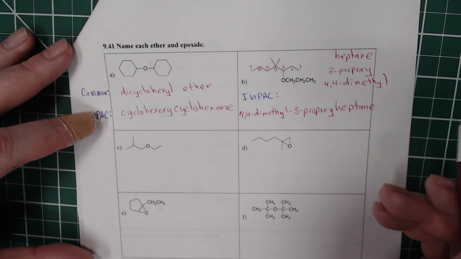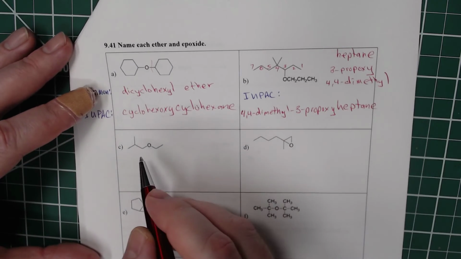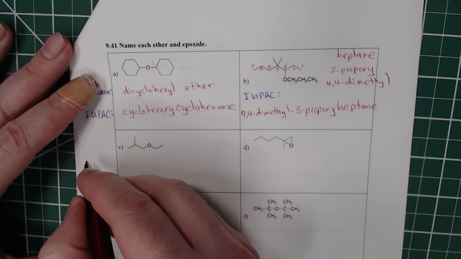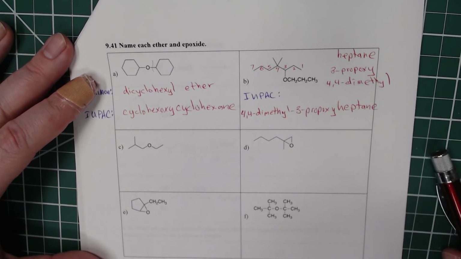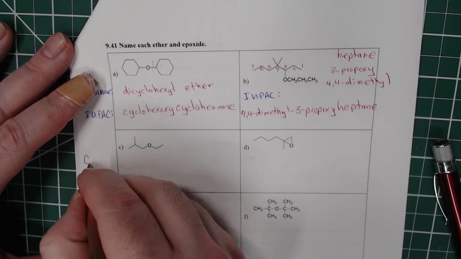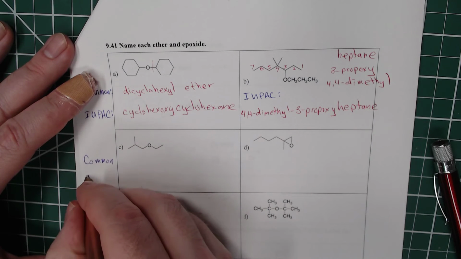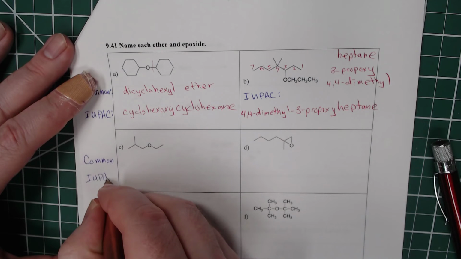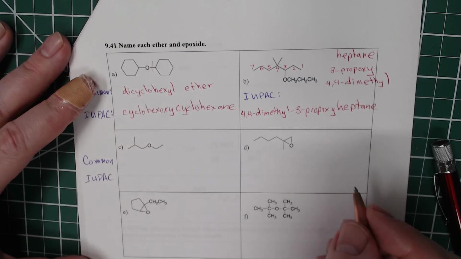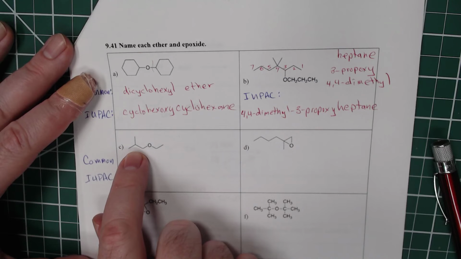So, all right. On this one, we can have both a common name and an IUPAC name. So we'll do both of those. So the common and the IUPAC. So for the common, we need to identify the two components.